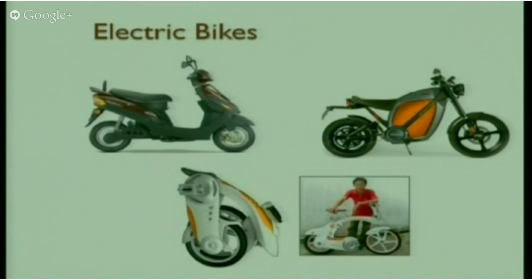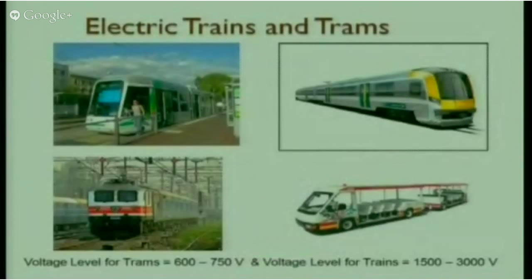Electric bikes, they are very much used. Electric bikes mein DC drive ka use hota hai. Next, electric trains and trams. Electric trains are limited up to a voltage level. Trams are 600 to 750 volts. And voltage level for trains are 1500 to 3000 volts. So imagine 1500 to 3000 volts trains are also available.